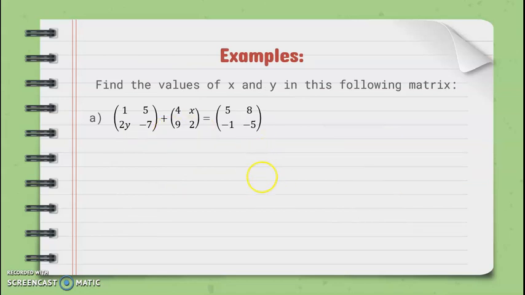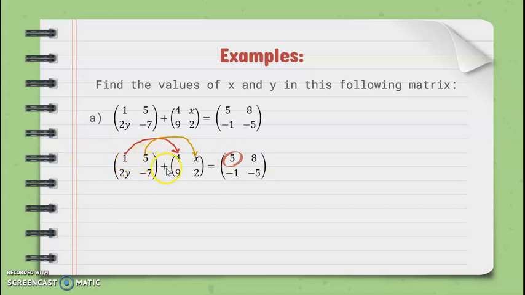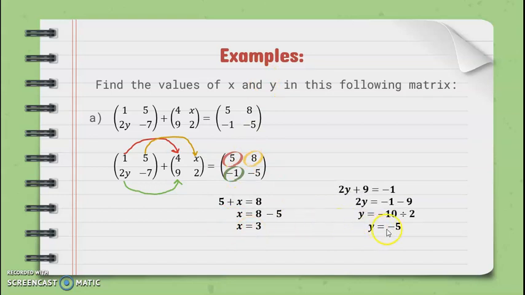So now let's do the second example, which is finding the value of x and y in the following matrix equation. So how can we solve this problem? It says that this matrix, when we add it with this matrix, should be equal to this matrix. So let's try. 1 plus 4 equals 5, which is correct. Good. So when 5 is added with x, it should be equal to 8. And then 2y plus 9 should be equal to negative 1. So we make use of this to solve x and y. We get x equals 3, and y equals negative 5. So that is how we find the value of the unknown in the matrices.